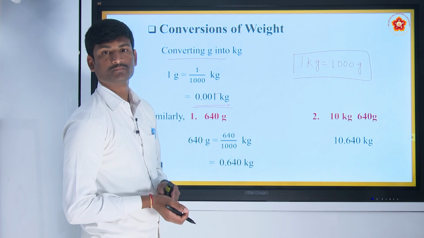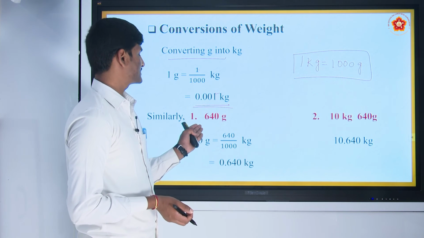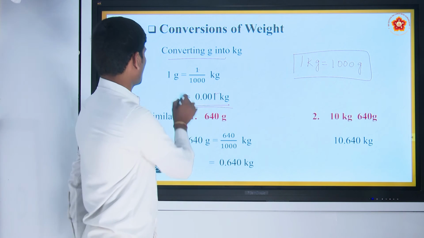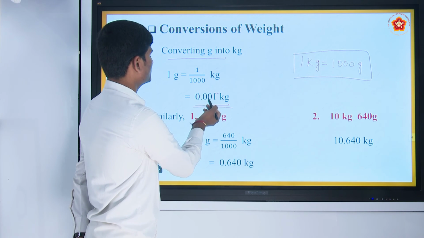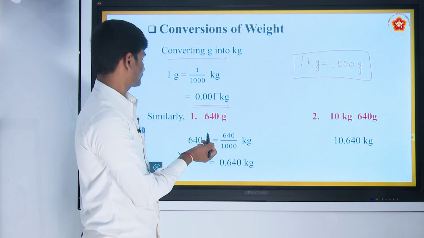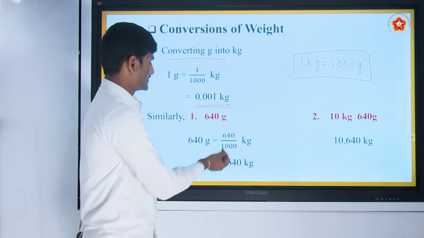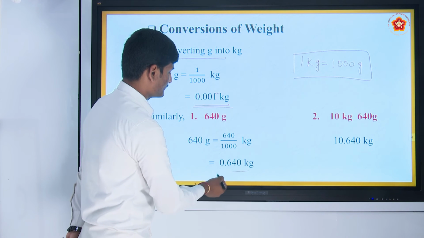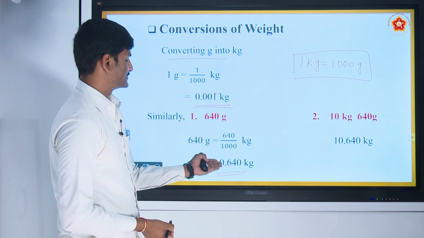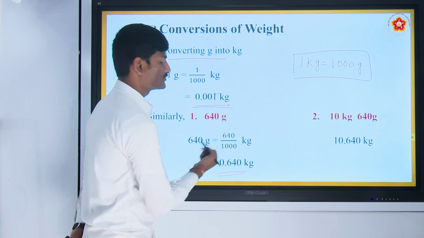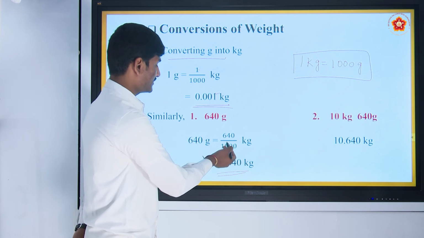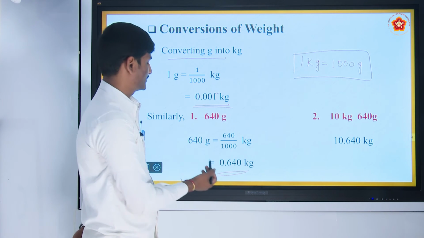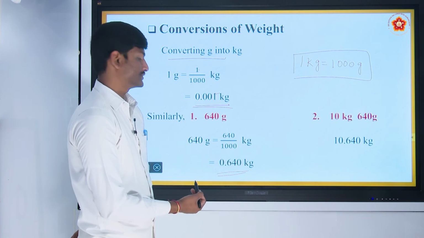Similarly, 640 gram. 640 gram is how many kg? Here 1 gram is equal to 0.001 kg. 640 gram is equal to 640 divided by 1000 kg. Hence we convert the fraction to decimal, 0.640 kg.